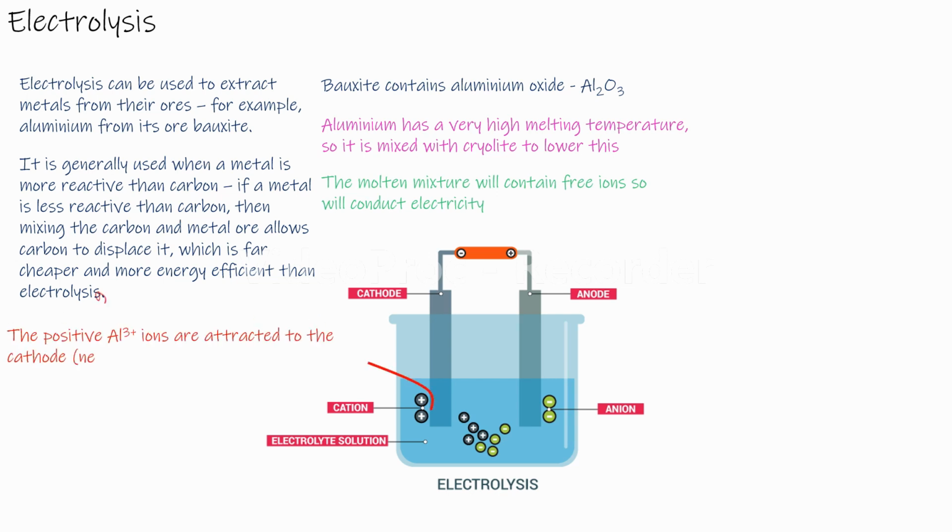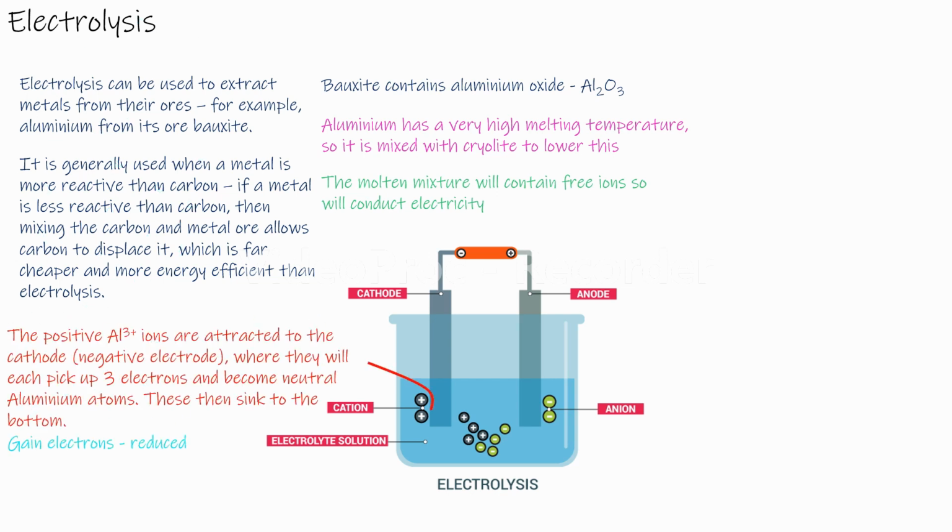Now, labelling our left-hand side here, we have the positive Al3+ ions attracted to the cathode, our negative electrode, where they will each pick up 3 electrons and become neutral aluminium atoms. These will then sink to the bottom. Once again, they are gaining electrons, so are reduced. And we can say that Al3+ + 3e- goes to Al, where e- is used to represent electrons, and Al is just aluminium in its elemental form.